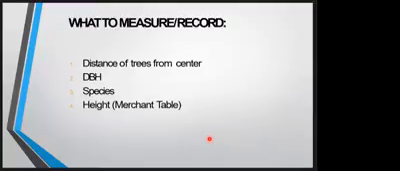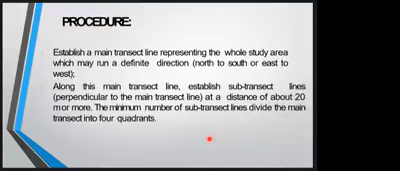So what to measure or record? You have the distance of trees from center, the DBH or diameter at breast height, the species, of course you have to record the species, kung sa mga species nga nakita dara, and of course the height. So procedure is establish a main transect line representing the whole study area, which may run a definite direction, maybe north to south, south to east, or east to west. So depende na sa inyo. You'll have katokong giingon nga mamili mong random lang tree, then mao yung basihan nga muna siya ang inyuhang point.